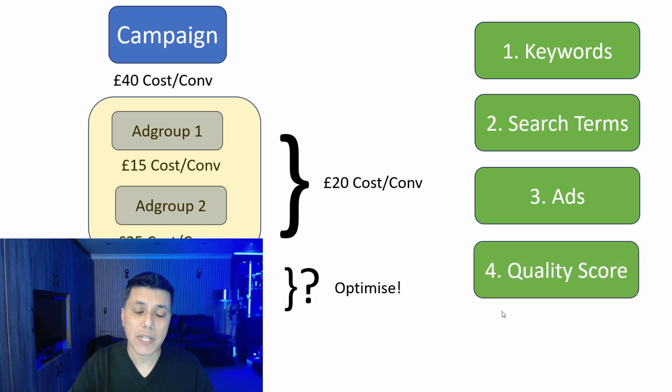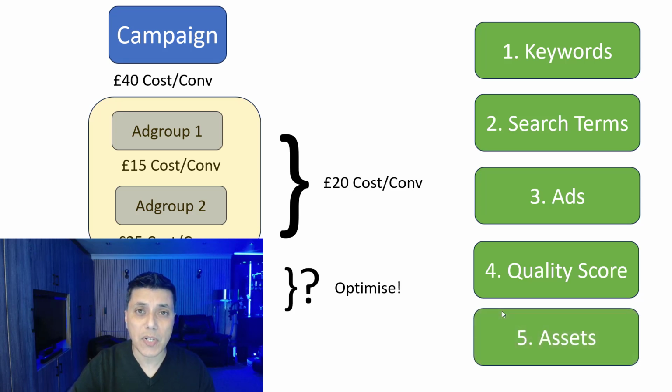The other thing you want to look out for is the quality score of your keywords within the ad group. If you've got a lot of keywords with low quality score, that's going to bring up the cost per click on the individual keywords. So take a look at the quality score and see what you can do to increase it. The higher your quality score, the lower you're likely to pay for your cost per clicks.